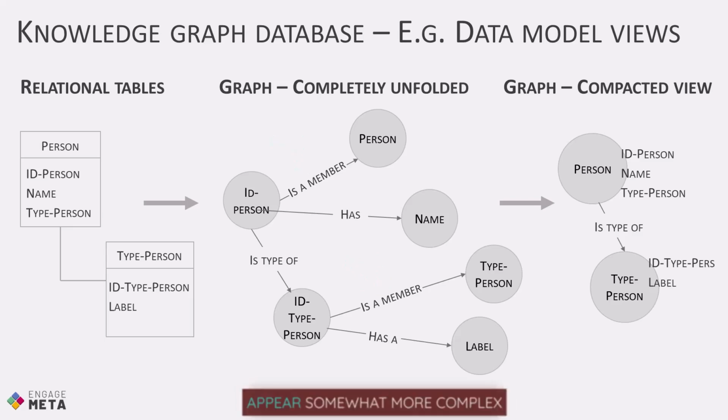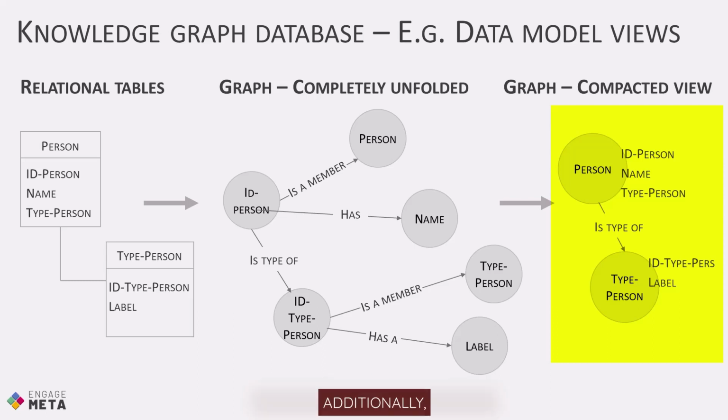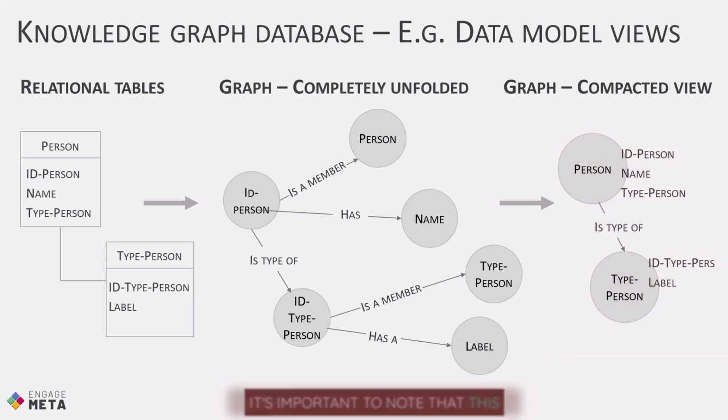While this may make the graph appear somewhat more complex than a relational tables data model, knowledge graph databases typically also offer a more streamlined view with one node per table and direct attachment of attributes to these nodes, as seen on the right side of this slide. This provides greater clarity. Additionally, it's important to note that this representation of nodes and edges also applies to data instances, offering significant advantages for user queries on AI prompts, which I will elaborate on later in my presentation.